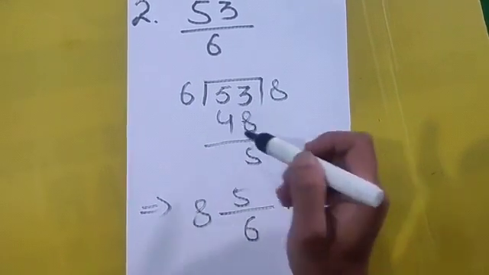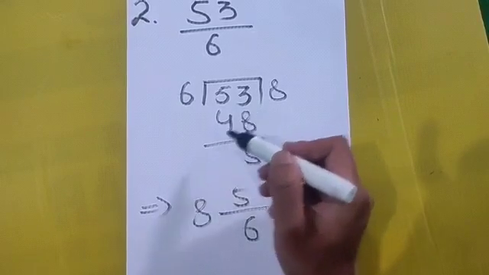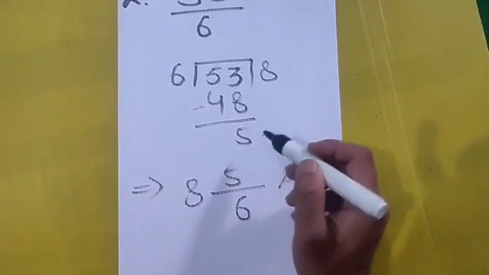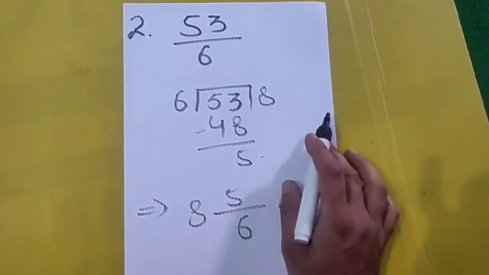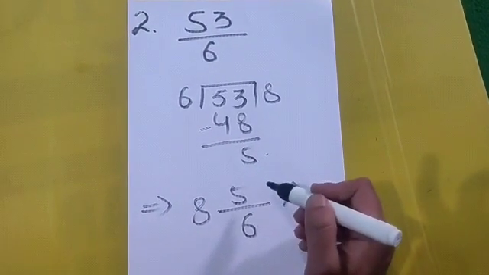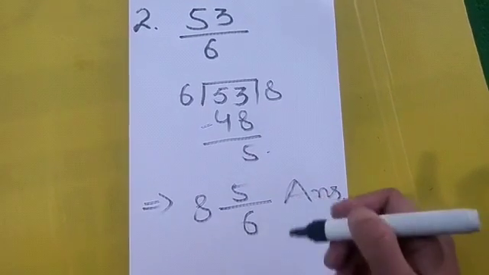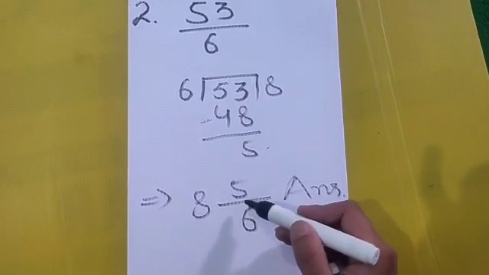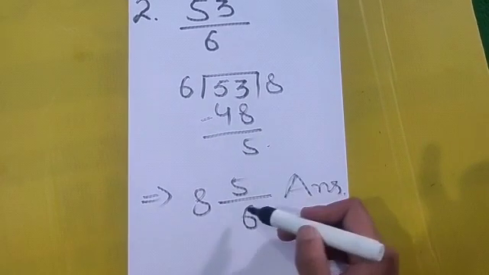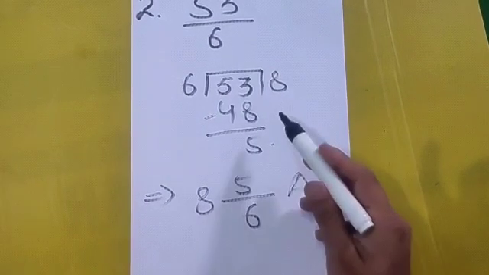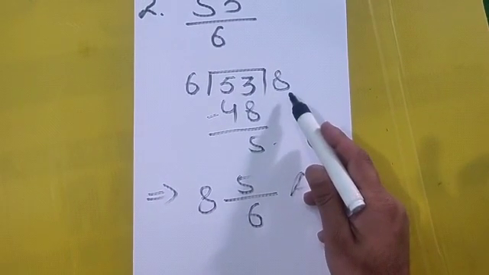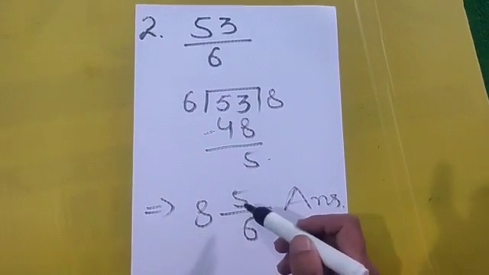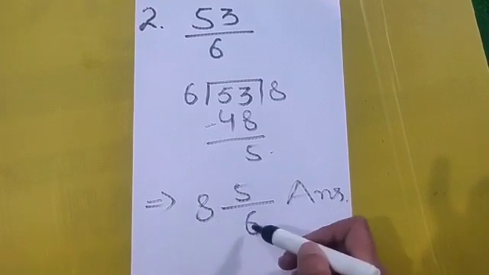Now we will subtract 53 and 48, we will get 5, which is our remainder. To write it into a mixed fraction, the divisor is the denominator, the remainder is the numerator, and the quotient is the whole. So 53 upon 6 equals 8 whole 5 upon 6.